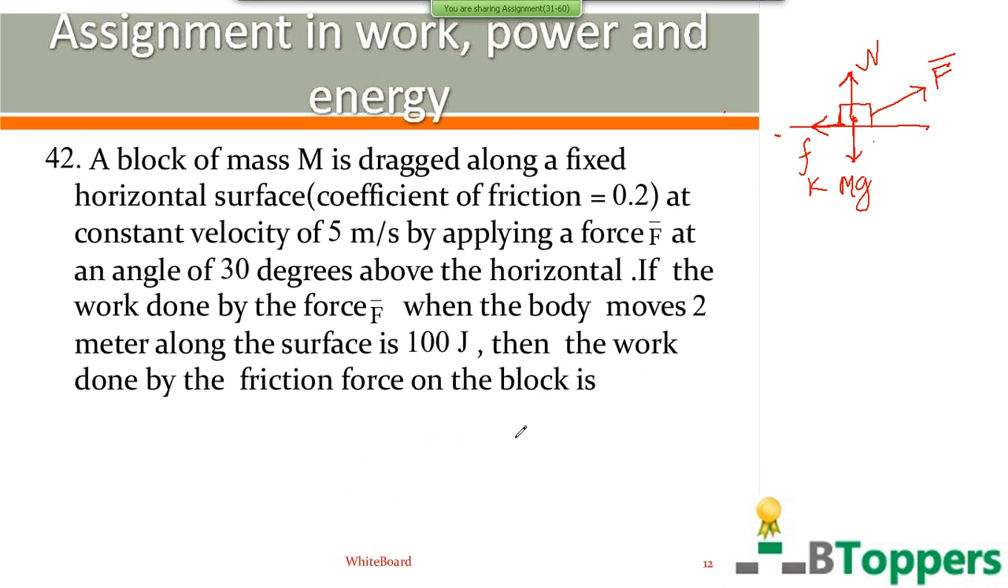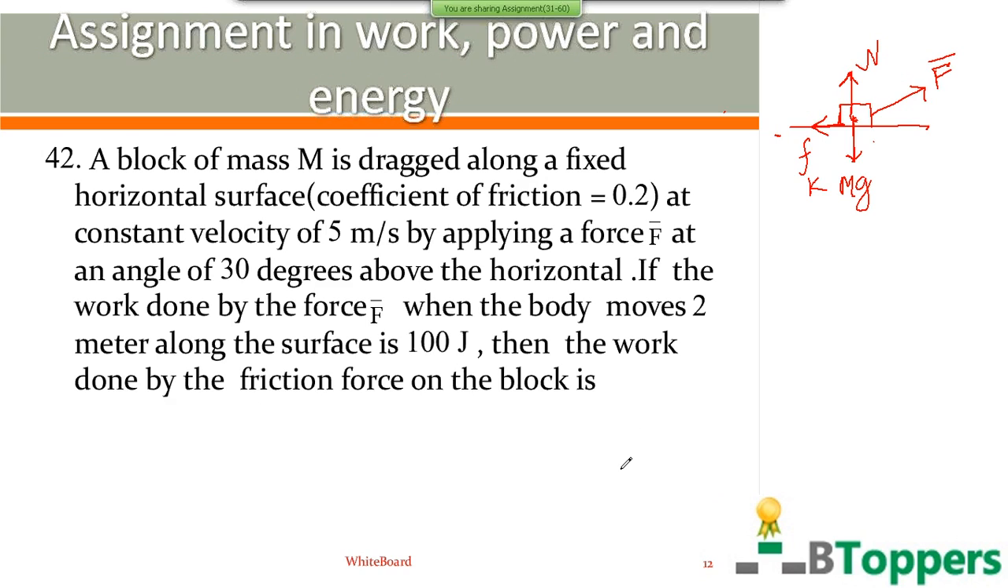Look at question number 42 here. I have already drawn the free body diagram on the right side. A block of mass m is dragged along a fixed rough surface, coefficient of friction 0.2, at a constant velocity of 5 meters per second by applying a force F bar at an angle of 30 degrees above the horizontal. The work done by the force F bar when the body moves 2 meters along the surface is 100 joules. And the work done by the friction force on the block is.